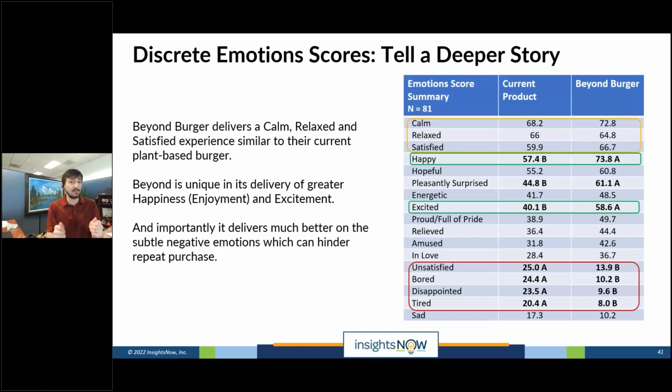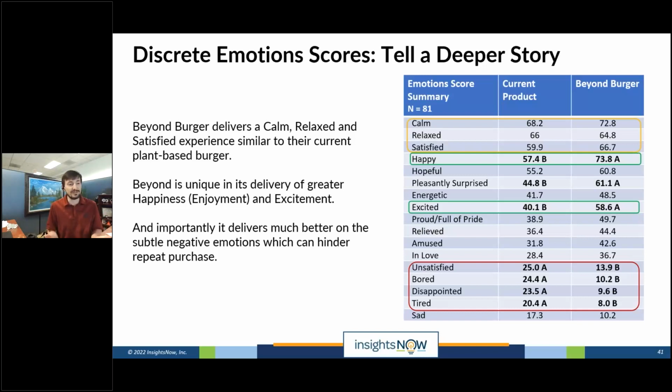We use the word happy because enjoyment's kind of a weird word for consumers to use. So the word happy fits that very, very well. And we see a big bump for Beyond Burger. A lot more people were implicitly happy with that than they were with their current product. More people excited with Beyond than with the current.